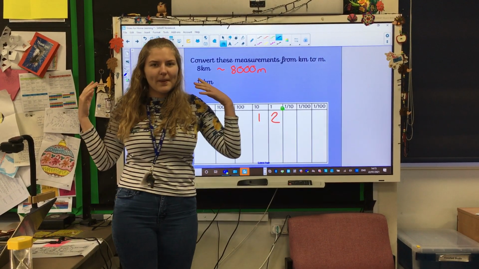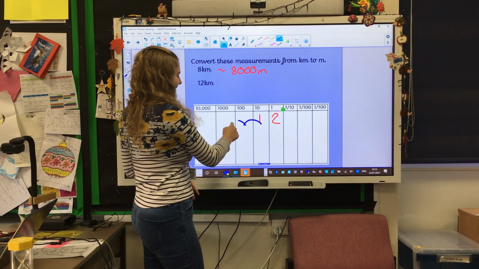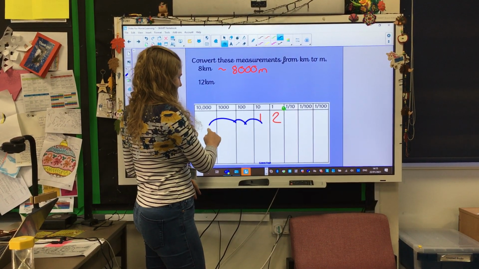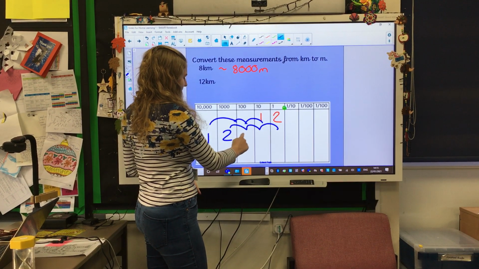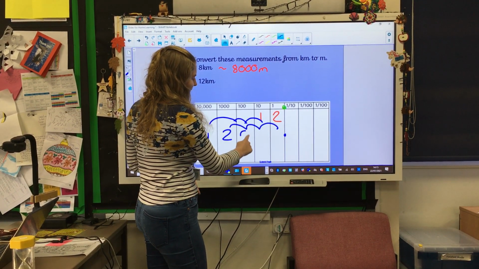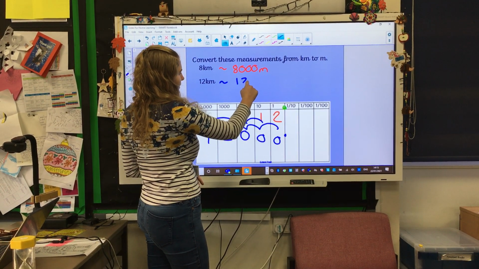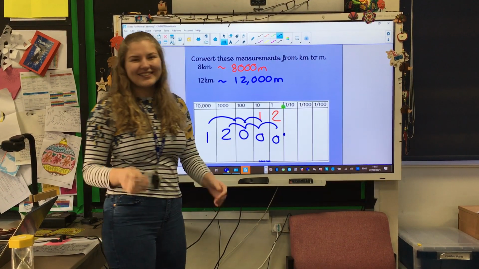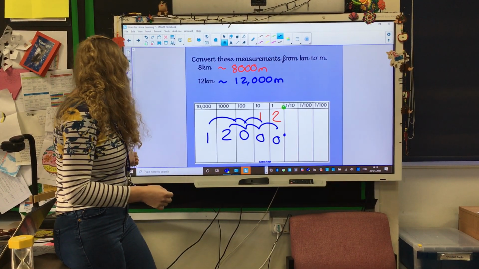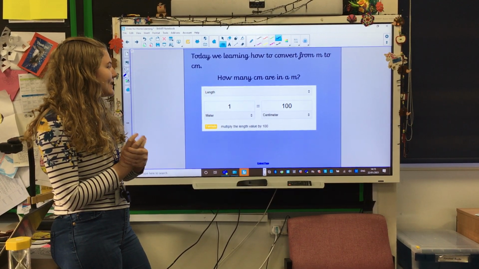Okay, and here we've got 12 kilometres. Again, we're going to multiply by 1,000. We're going to jump 3 spaces. 1, 2, 3. Yep, that's right. 1, 2, 3. Pop in our place value holders that we need. So 12 kilometres is the same as 12,000 metres. Lovely.